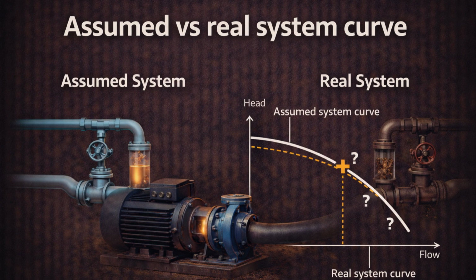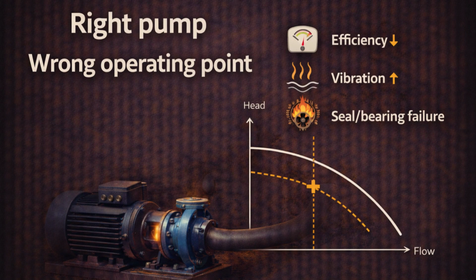Losses change over time. Valves don't stay in one position. Fouling builds up. Layouts get modified. And as the system curve shifts, the operating point shifts with it. This is how the right pump ends up operating at the wrong point. Even a correctly selected pump becomes problematic when it runs away from its best efficiency point.